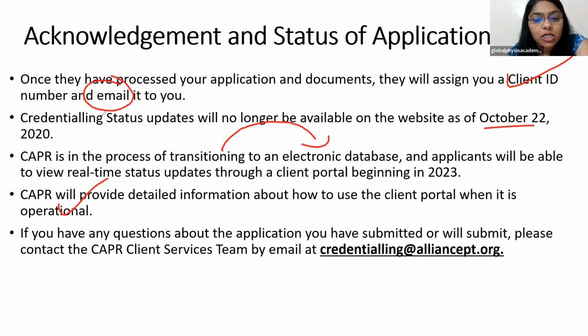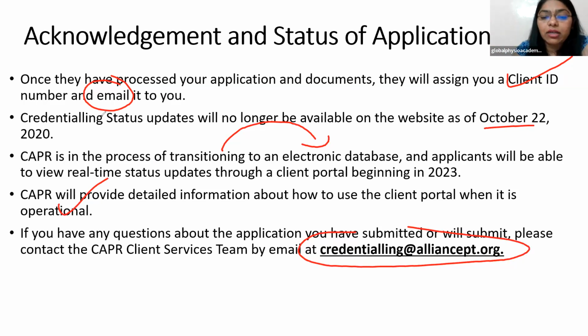If you have any question, you can directly email them at credentialing@alliancept.org. Within 4 to 5 business days, they will answer your question.